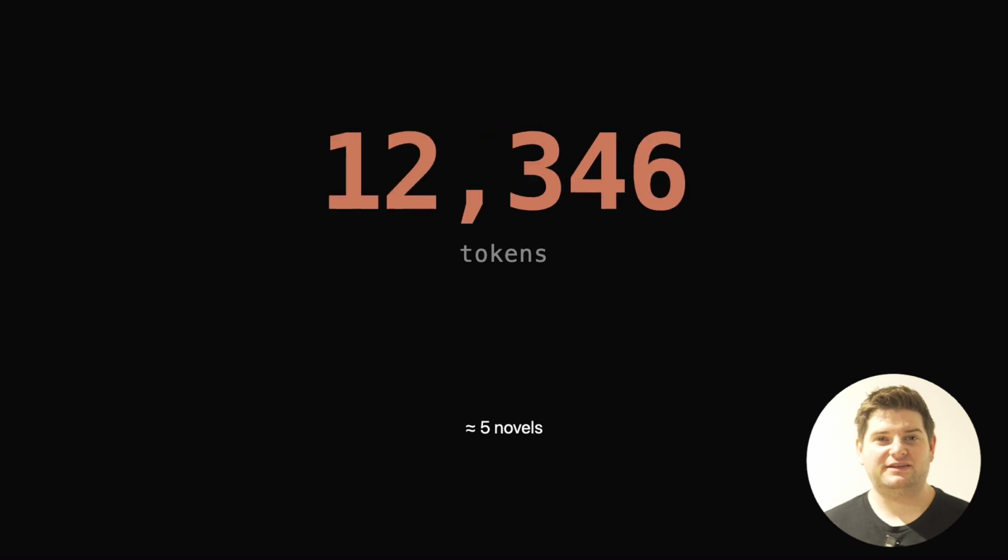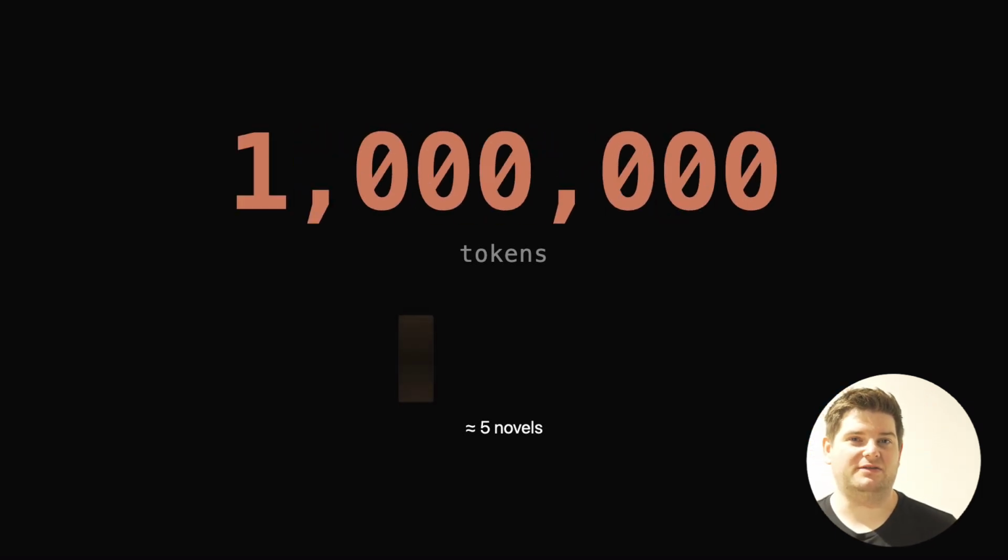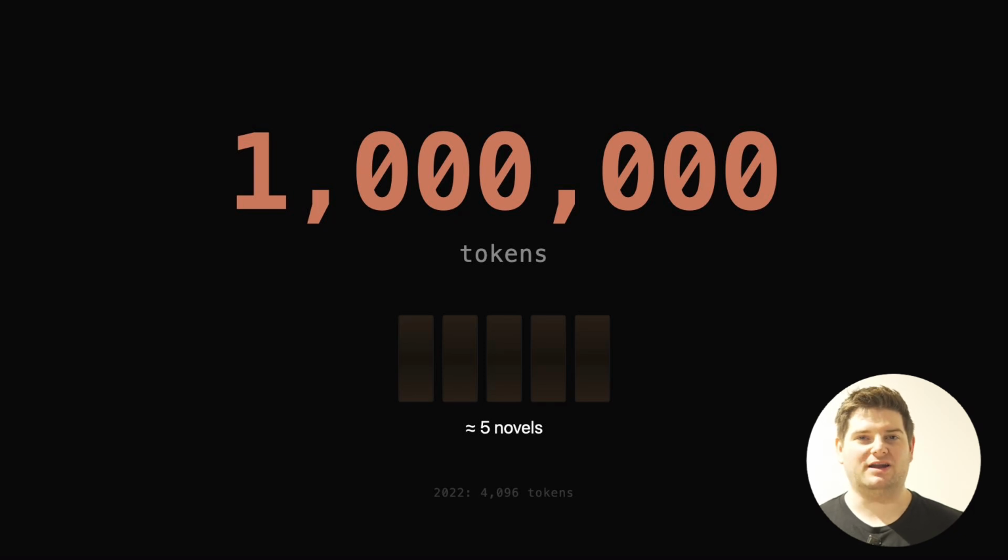Context window. This is the single most important number in this entire video. The context window is how much text the model can hold in its head at once. Your prompt, the conversation, any documents that you've pasted in, all of it. Measured in tokens. The frontier models now sit at about 1 million tokens.